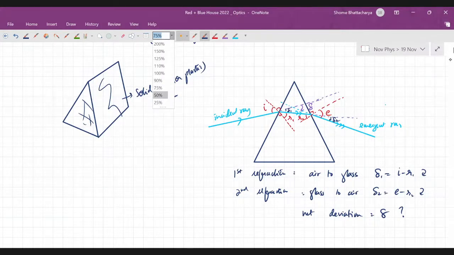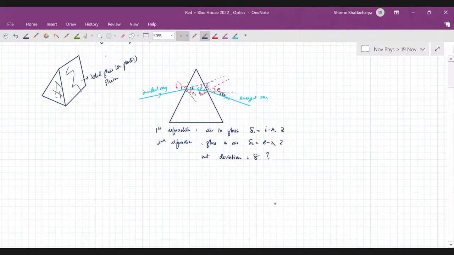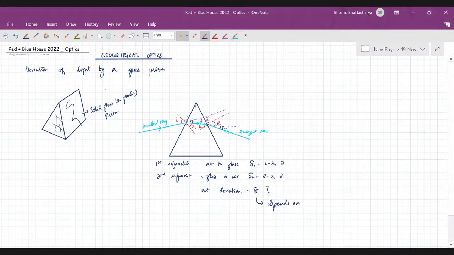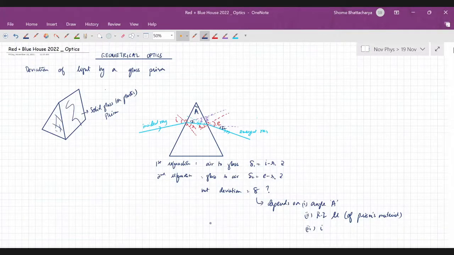So this net deviation, as it turns out, will depend on three things: the angle between the two refracting surfaces of the prism, the refractive index mu of the prism's material, and third, of course, the angle of incidence on this side. So let us see the method of calculation. It's basically application of Snell's law, along with some geometry.